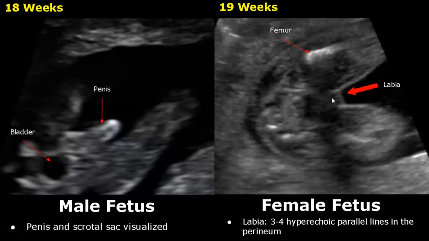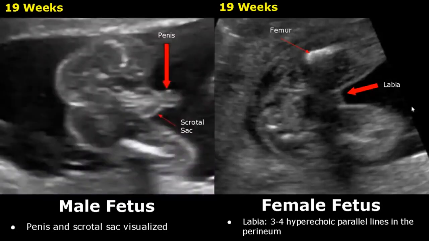And over here we have an image of 19 weeks. In a female fetus, the labia will appear as 3 to 4 hyperechoic parallel lines in the perineum. These hyperechoic lines are helpful in determining the gender. The gender will be female. It is partially obscured by the shadowing due to the femur over here, but we can still see the labia.